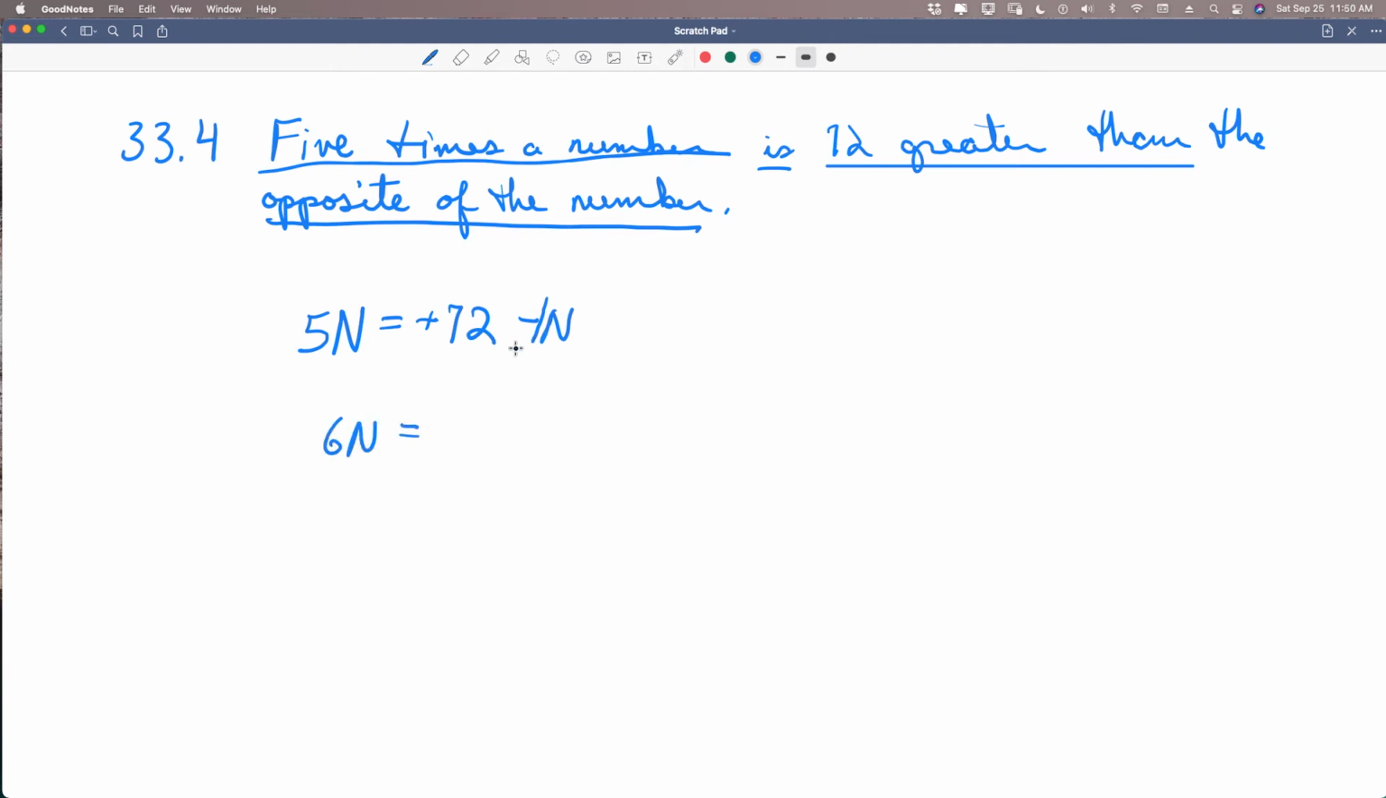It's going to cancel over here. 6n equals 72. We divide both sides by 6. And n is equal to 12. Voila. That is our answer.